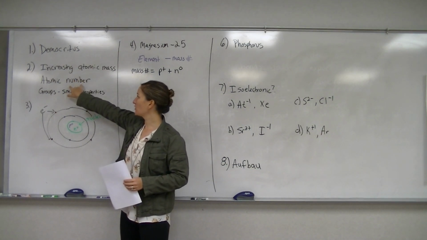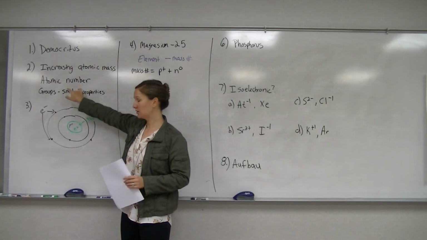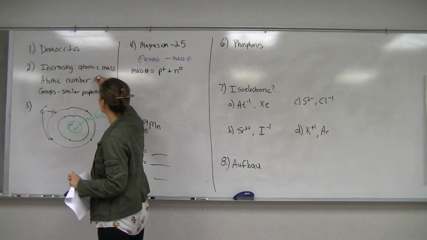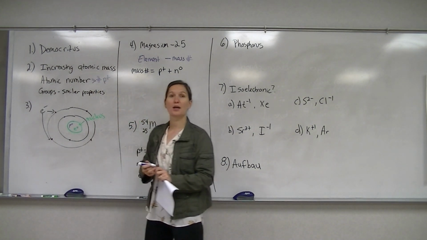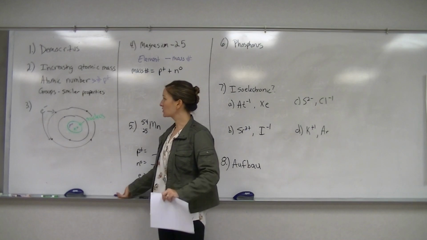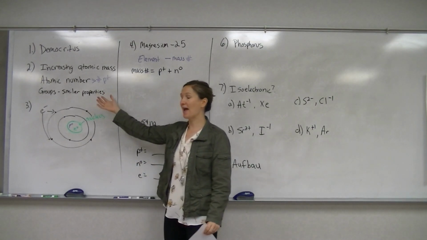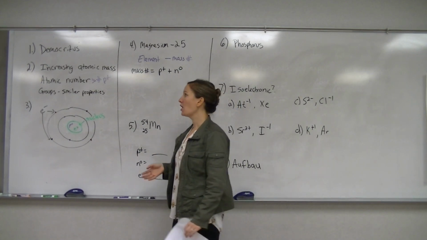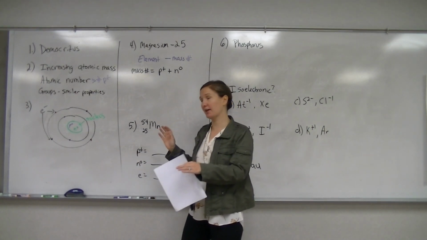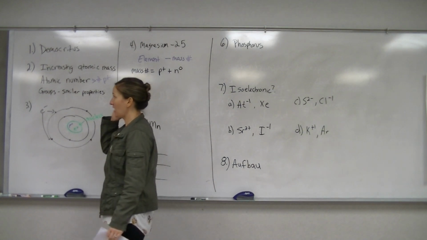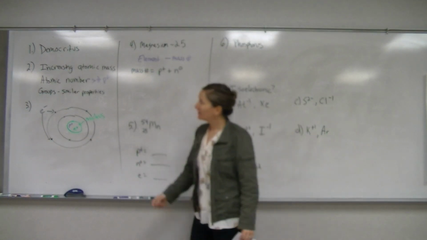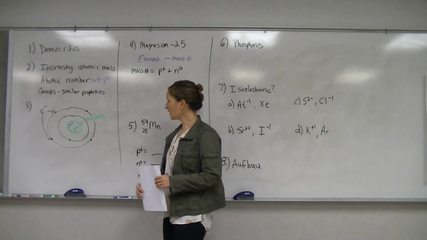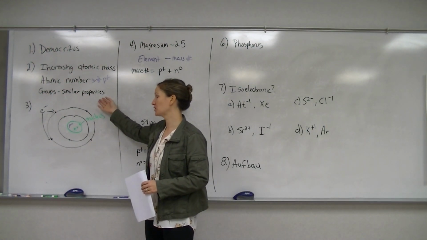It's also arranged in order of increasing atomic number. So if you remember atomic number, this is the number of protons as well. It's also organized by groups. So we have the alkali metals in the first group, and the alkaline earth metals in the second group. We have the transition metals in that D block in the middle. We have the halogens in group 17, and then the noble gases in group 18. So that's another way it's arranged.